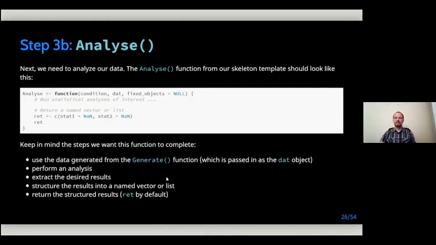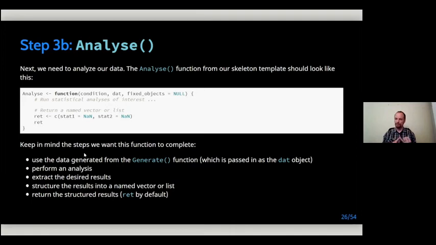So things to keep in mind when we are completing this function is we're going to be using that data we generated from the generate function. We want to perform some particular analysis. So if it was a between subjects independent samples t-test, then we have to think, how will we actually do that? What function might we need to compute that test? We want to be able to extract out our desired results. So if you're not sure what I mean by that, we have to think back to our research questions. What are our outcomes of interest? What am I trying to use the simulation to help me figure out?